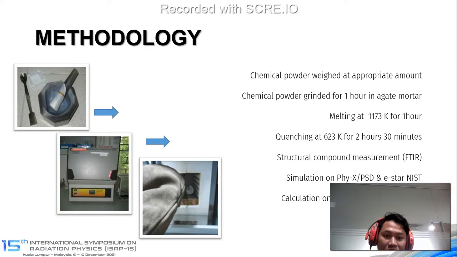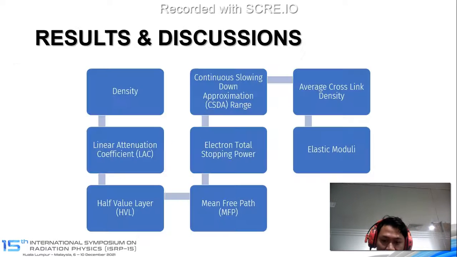So this is our methodology. First, the chemical powder will be weighed and grinded, and then it will be fabricated by using the melt quenching method. Okay, the details are here, and for the structural measurement, we will use FTIR. Then we simulate the glass sample in PSTAR and ESTAR for the radiation shielding properties, and the calculation on bond compression model for elastic properties.